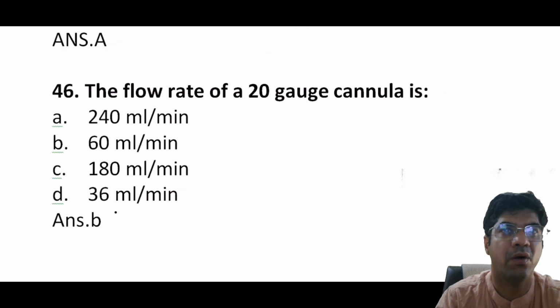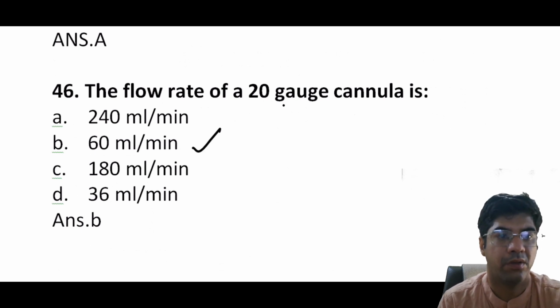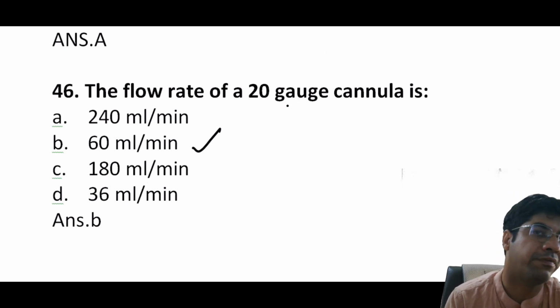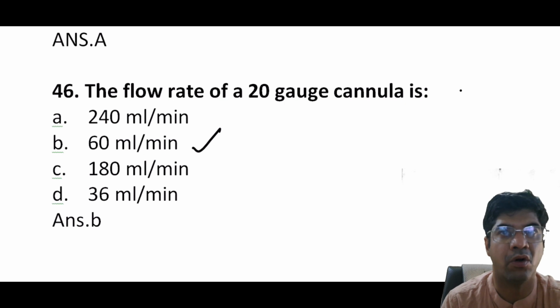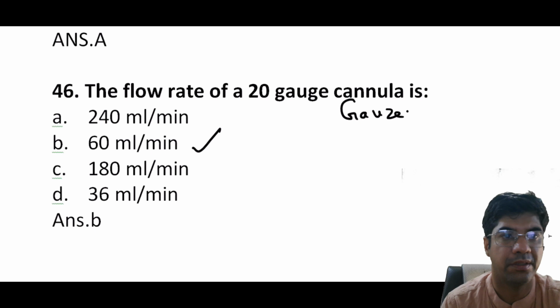The flow rate of a 20 gauge cannula is, the answer is 60 ml per minute. So what are the factors that would influence the cannula flow rate? The first is the gauge size. So the gauge size represents the diameter.